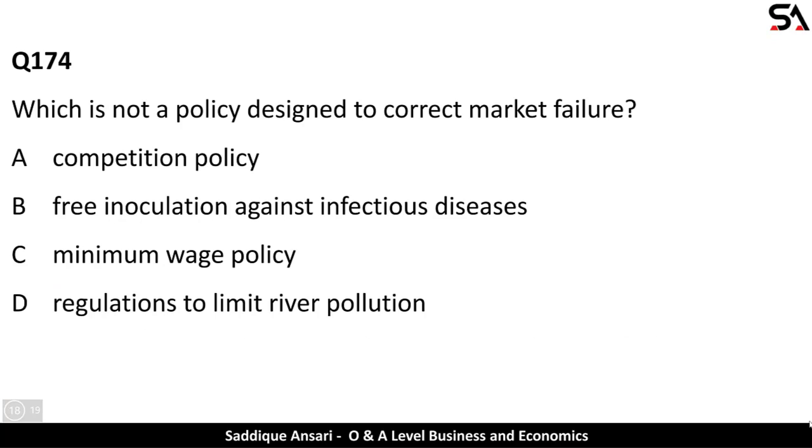Which is not a policy designed to correct market failure? Competition policy is designed to correct market failure, because competition policy will reduce the power of monopoly and hence it will correct market failure. So A cannot be the answer. Free inoculation or vaccination against infectious diseases. Of course, infectious diseases result in externalities. So if there is free vaccination for that, this will correct market failure. This cannot be the answer. Minimum wage policy is aimed at increasing the wages paid to workers. This can be the correct answer. Regulations to limit river pollution. River pollution is also an externality. If regulations are made to limit that, it will correct market failure. So C is the correct answer.